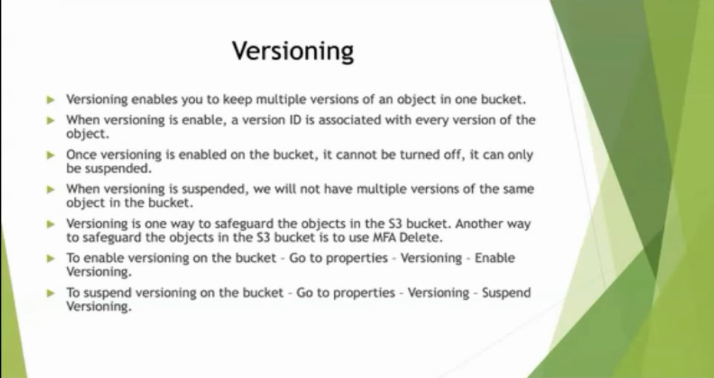To enable versioning on the bucket, all we have to do is go to properties, click on versioning, and then click on enable versioning. Even to suspend versioning on the bucket, we have to go to properties, click on versioning, and then click on suspend versioning. Okay. So versioning, in one line, enables you to keep multiple versions of an object in one S3 bucket.